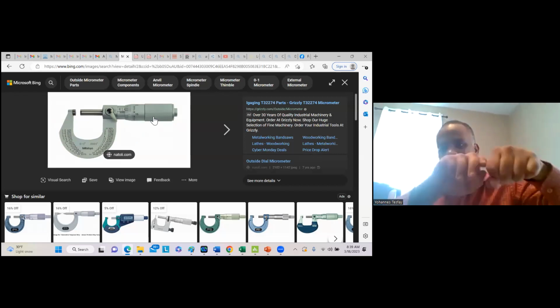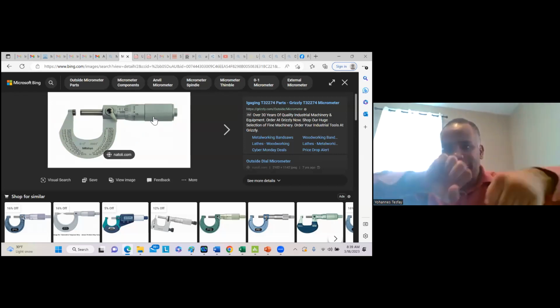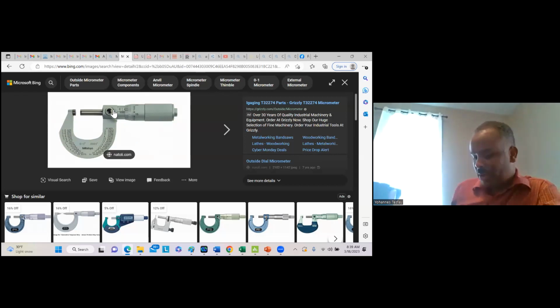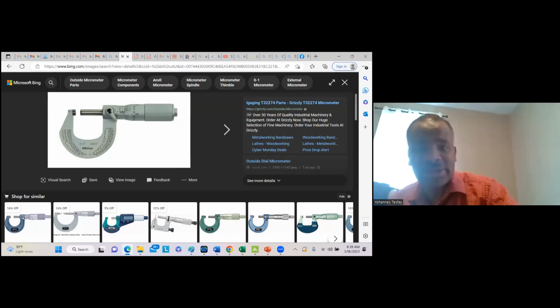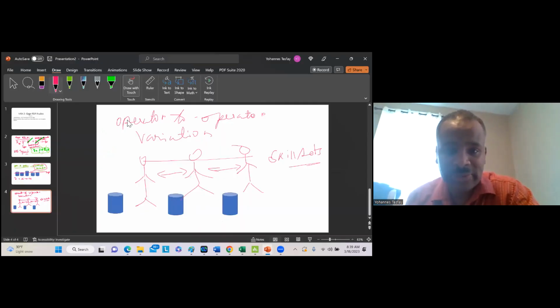This is their measurement style. You don't need to just push it. You don't need to make it harder on this micrometer. So in this scenario, it is going to create some kind of bias because of the operator.